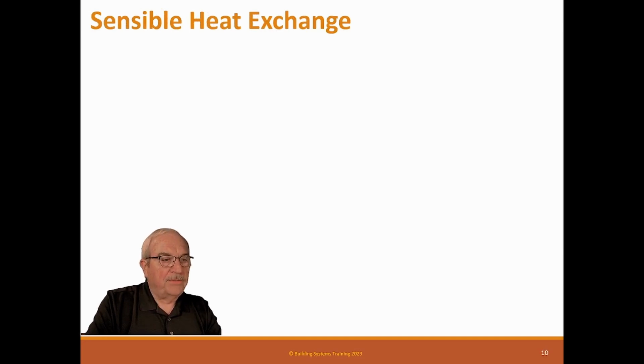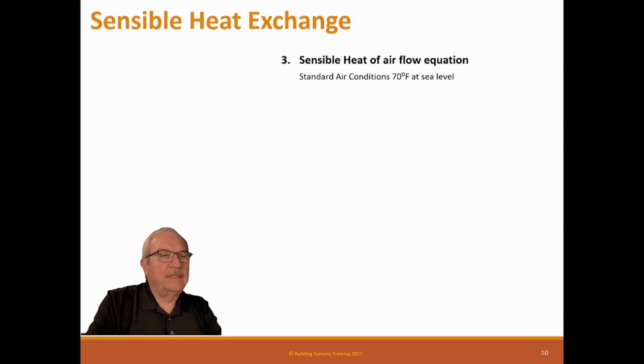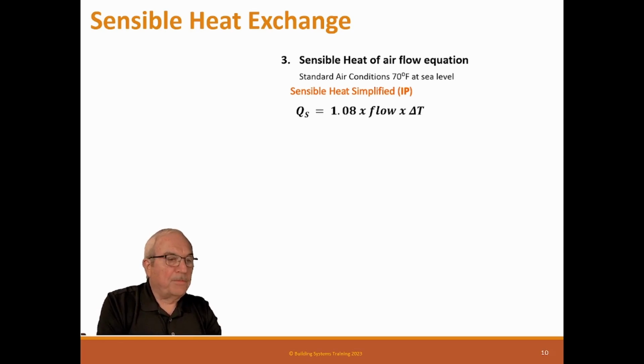All right, now we have different types of heat. Go back to the sensible heat. We have an airflow equation for sensible heat. Now, these equations are based on some standards. The sensible heat equation is called a simplified equation. It works most of the time if you have standard conditions. And standard conditions are 70 degrees at sea level. So it's perfect for standard at sea level.